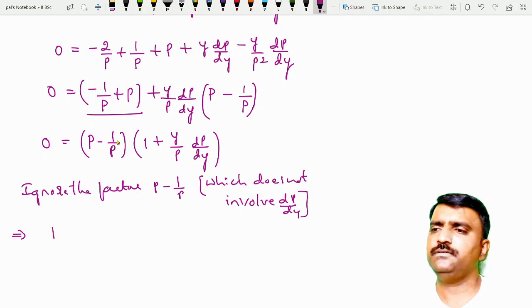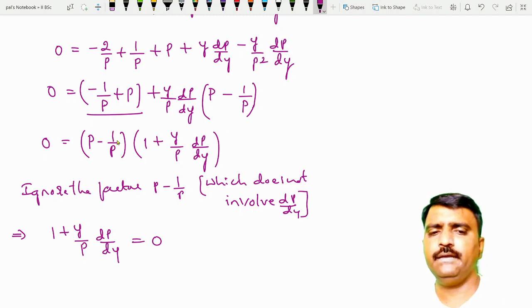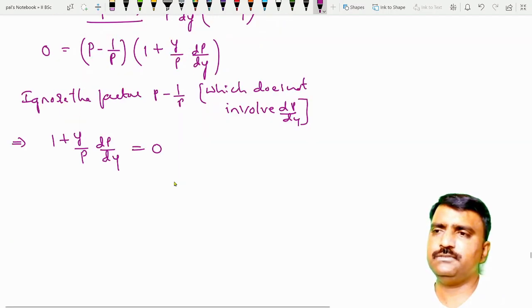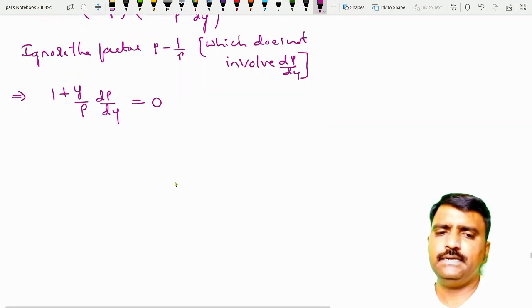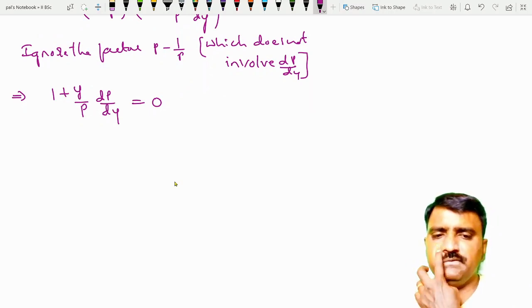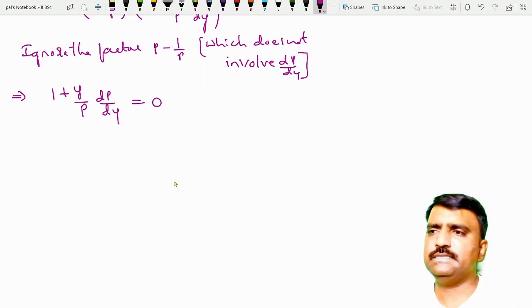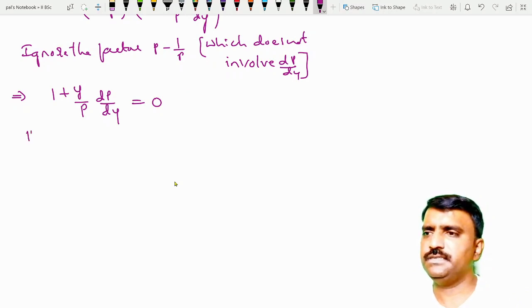1 plus y by p into dp by dy is equal to 0, and it is a first order differential equation. So we have to solve this equation. This is the differential equation in the variables.